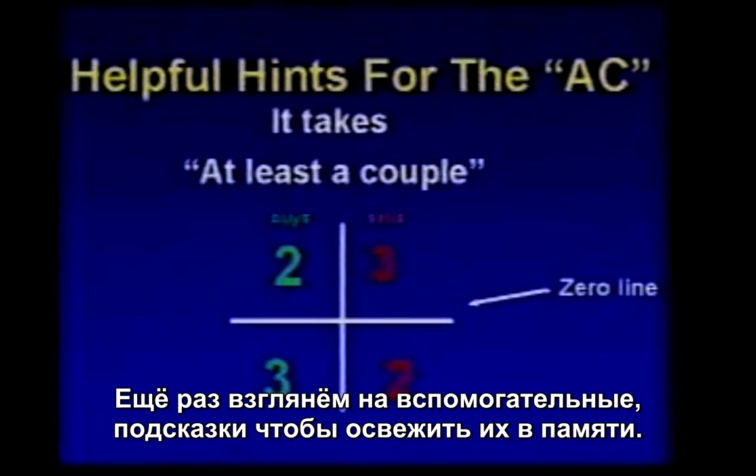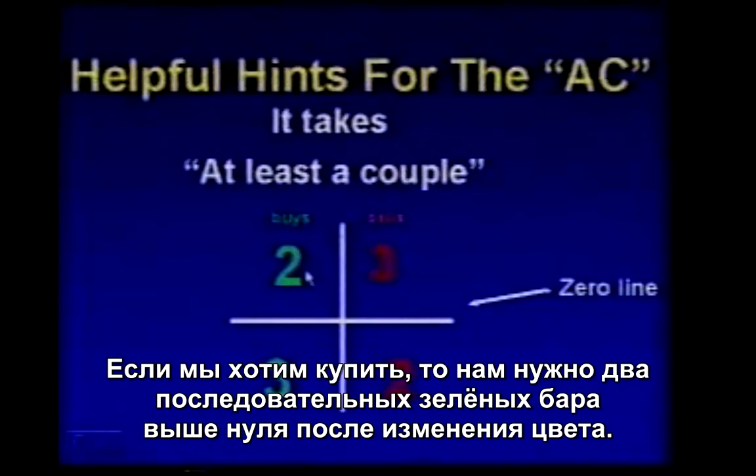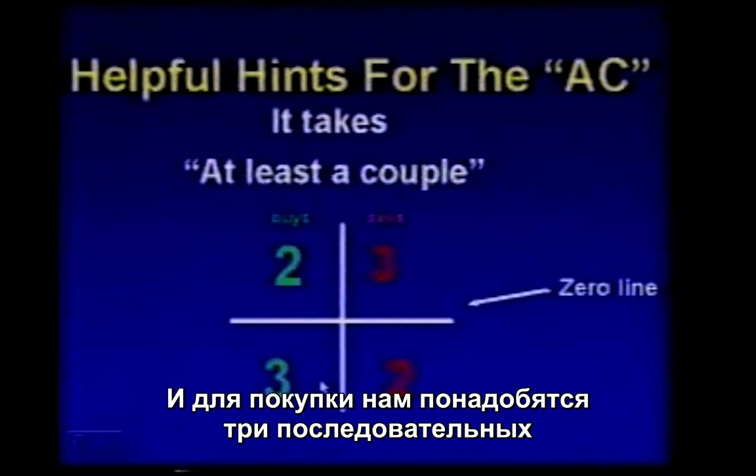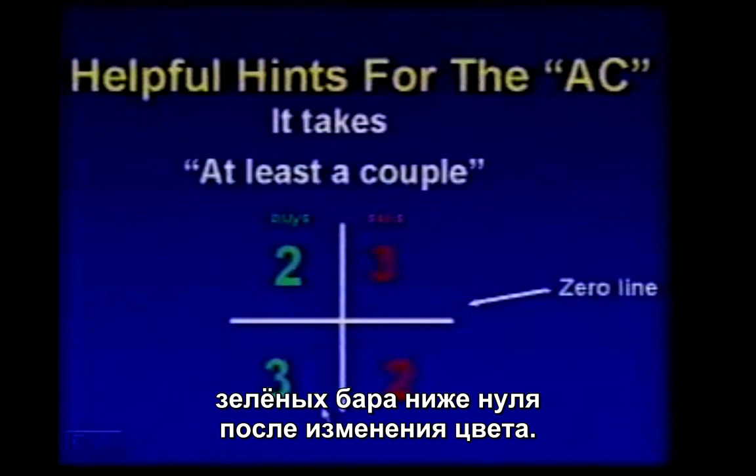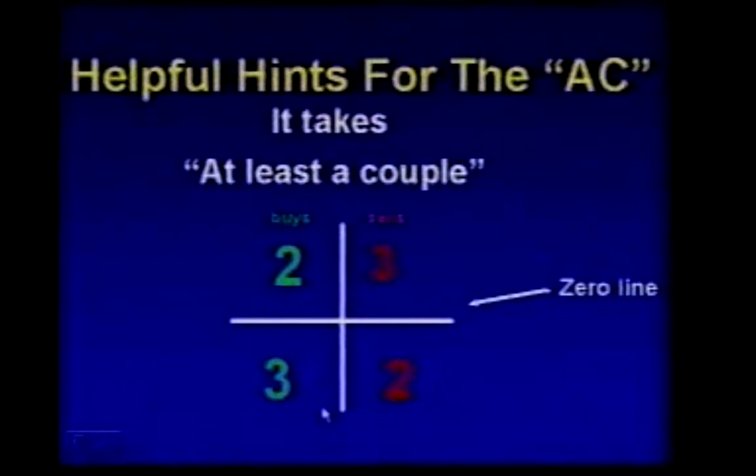Here is the helpful hints again one more time before we get started in case you forgot. If we're looking for a buy, we need 2 consecutive green bars above the zero line after a color change. And if we're selling, we're going to need 3 consecutive green bars below the 0 line. If we're buying, below 0, we'll need 3 consecutive green bars after a color change.